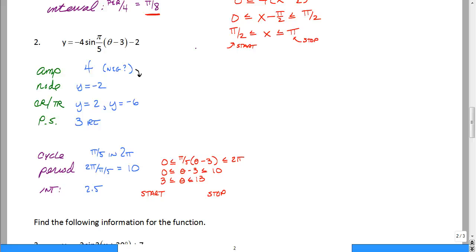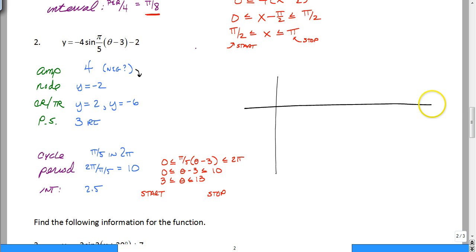So from here, we did our start and stop. 0 is less than or equal to pi over 5 times theta minus 3, which is less than or equal to 2 pi. We solve. We're going to start at 3 and end at 13 with an interval of 2.5. So remember, this is going to be lower than it is high. So we're going to start like this.